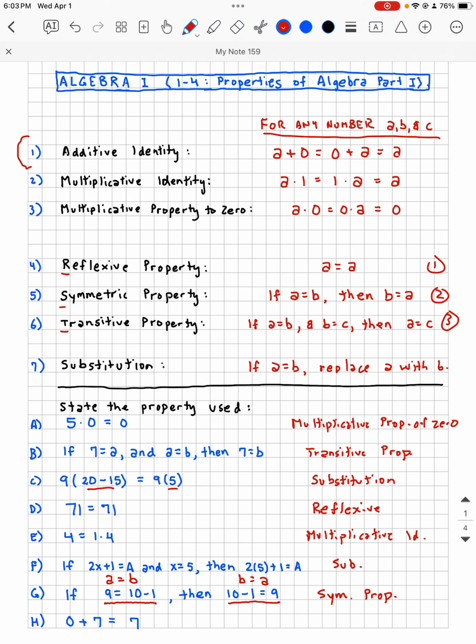And finally, for the last one, 0 plus 7 is equal to 7. Looks like a number added by 0 is equal to itself. So the final answer is going to be the additive identity. So we're going to go ahead and write that in: additive identity then.